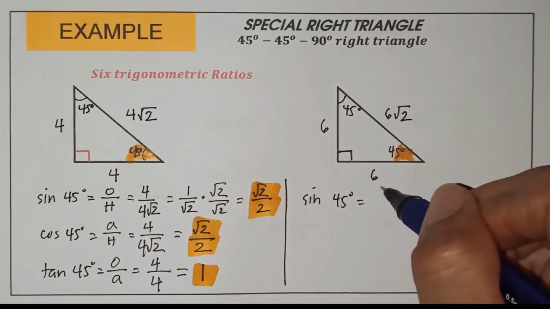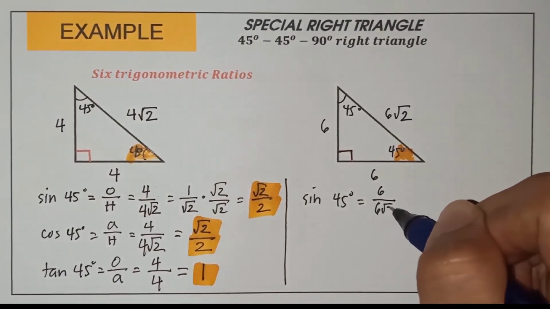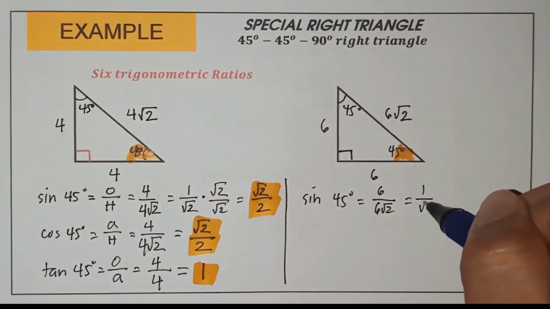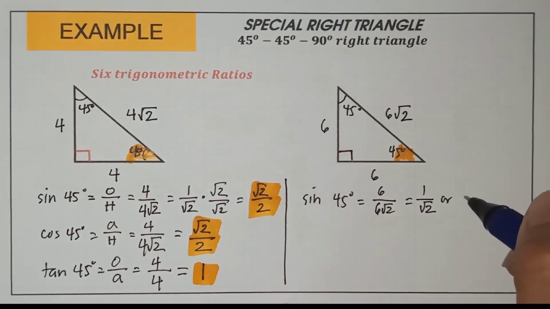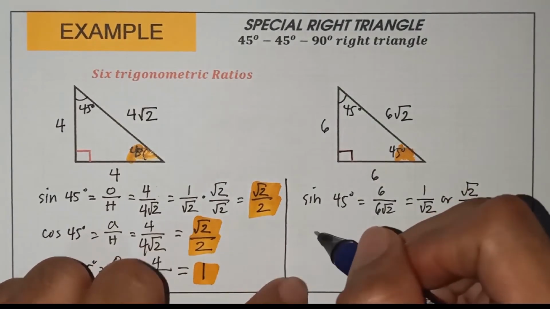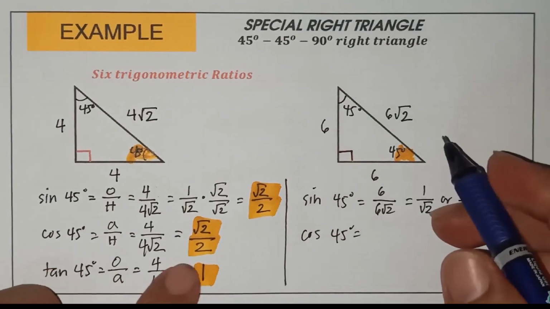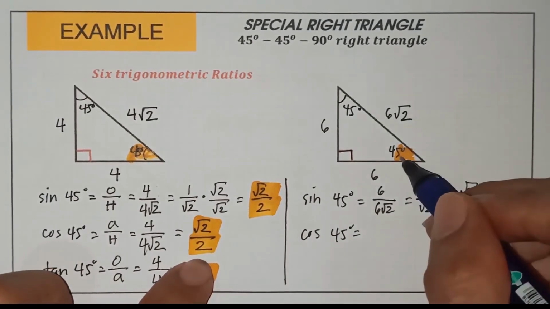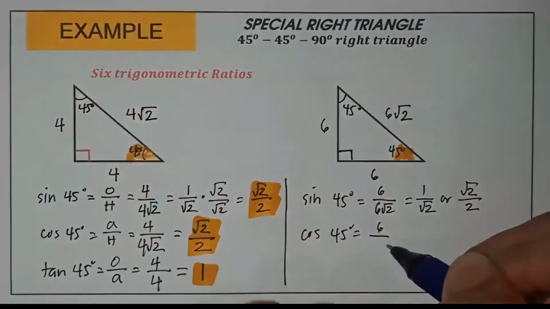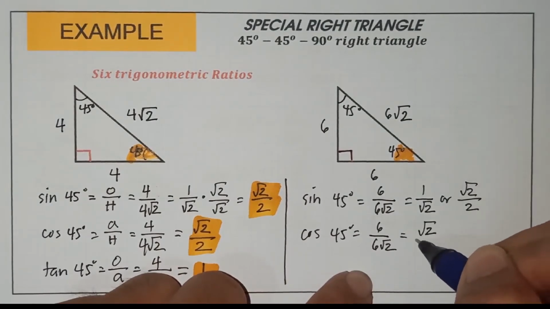Opposite here is 6, and the hypotenuse here is 6 square root of 2. This is now 1 over square root of 2, or square root of 2 over 2, because they are the same or similar. For the cosine 45, adjacent is 6 over the hypotenuse. Again, the two are similar, so at the end we have square root of 2 over 2.